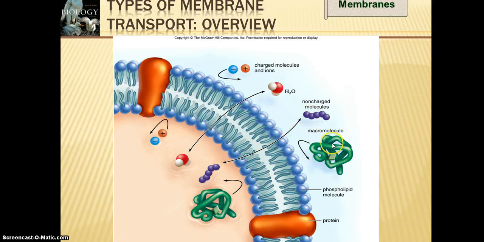This is something big, where macro means big. Big molecule. This can't sneak through. The cell's going to have to put energy in to get that in or out, and that's going to be active transport. And up here, charged molecules and ions, strong negative charge, strong positive charge, they can't just sneak through the phospholipids. They're going to have to be moved actively as well.